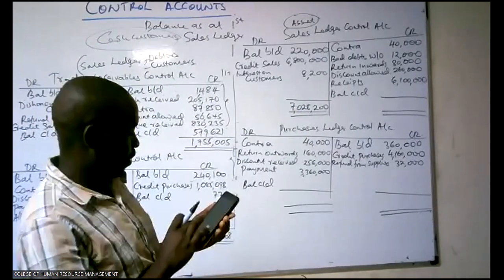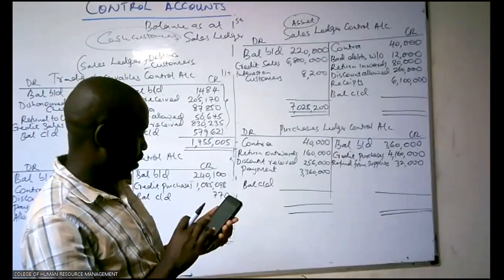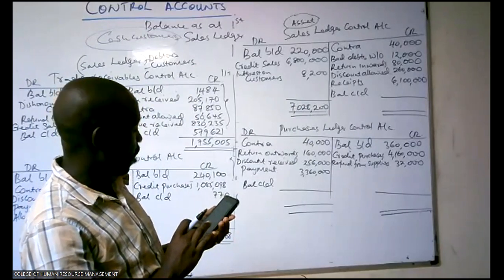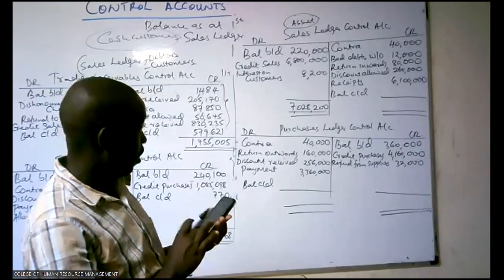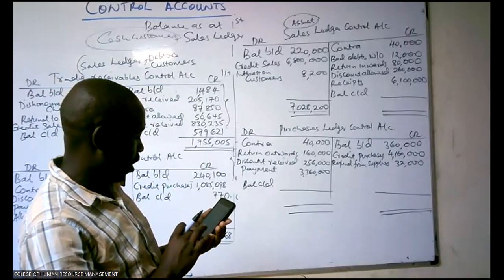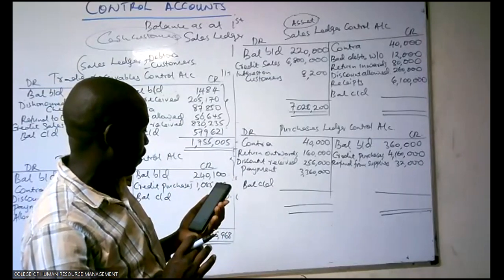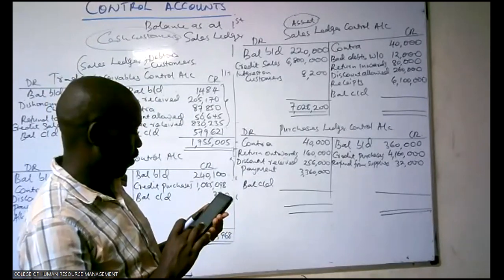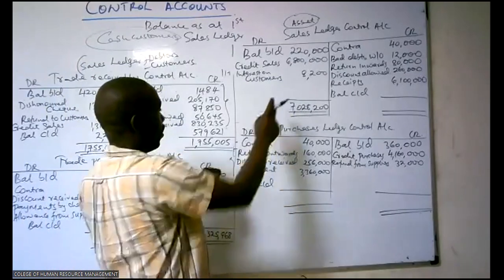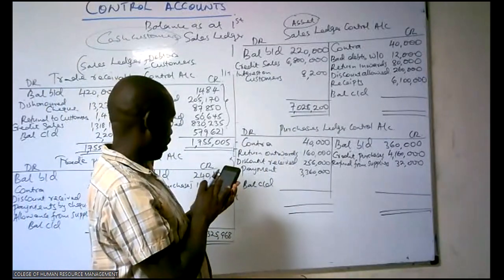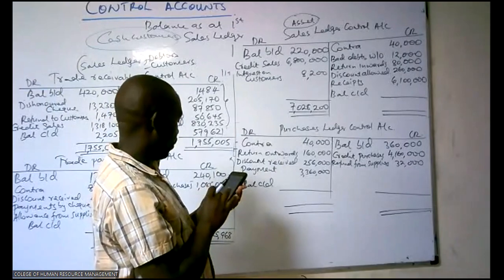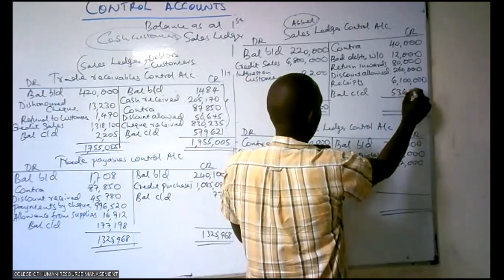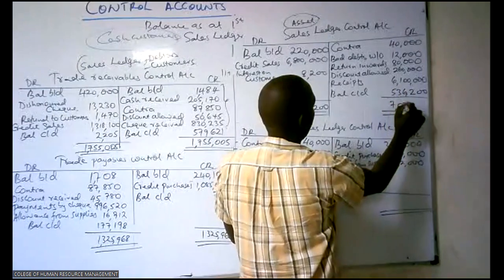Okay. Let us add the credit: 40,000 plus 12,000 plus 80,000 plus 260,000 plus 6,100,000. I'm getting 6,492,000. Yes. If we subtract from this 7,028,200, we get 536,200. Yes, then the balance is 7,028,200.